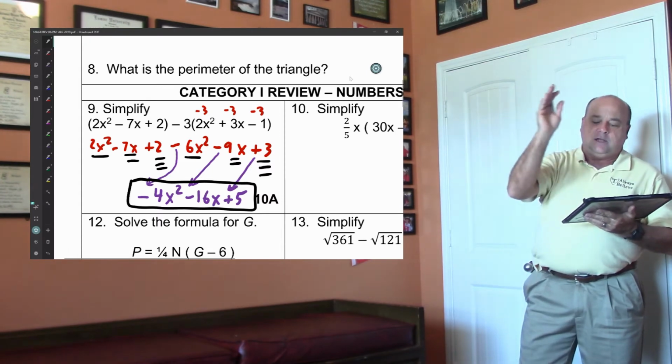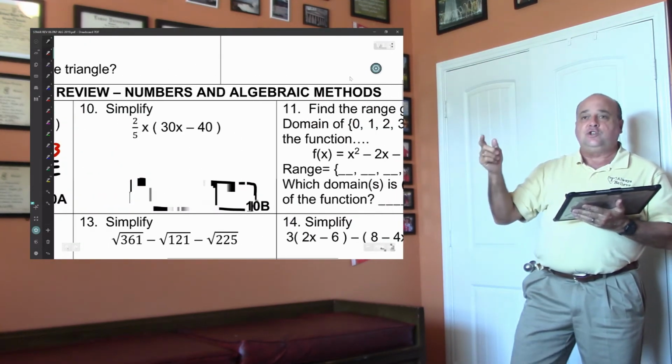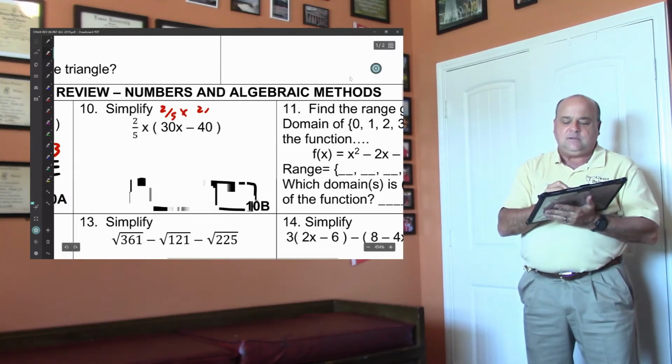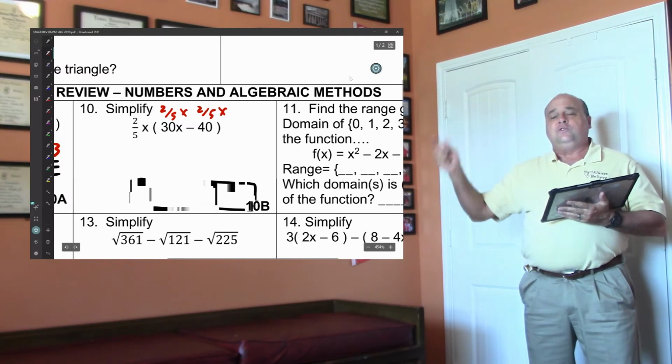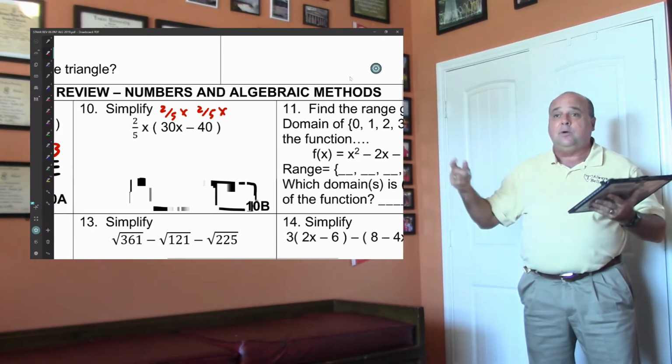Let's go to number 10. On number 10, we're going to distribute a fraction. So we're going to distribute the 2/5x. And we're going to do sign, number, letter, and maybe exponent here. It's just sign, number, letter, exponent.